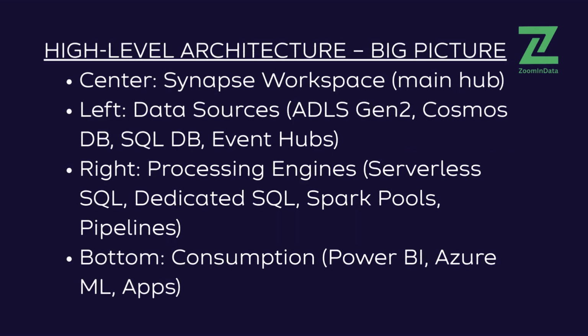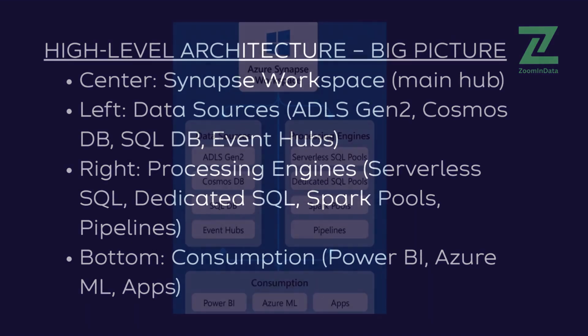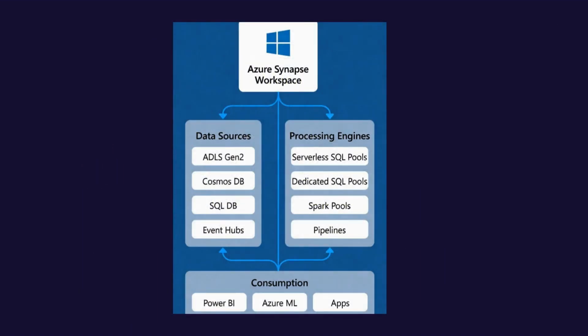Look at this big picture. This is the high-level architecture. Right in the middle is the Synapse workspace, your main hub. On the left side you have all the data sources coming in, ADLS Gen 2, Cosmos DB, SQL database, event hubs for streaming. On the right side are the processing engines, Serverless SQL, dedicated SQL, Spark pools, pipelines. And at the bottom is where the results go, Power BI dashboards, Azure ML models, or other apps.